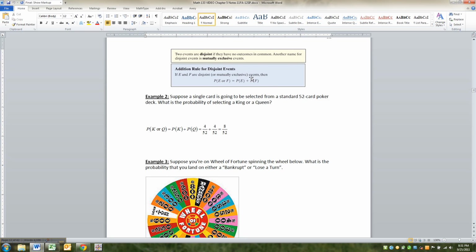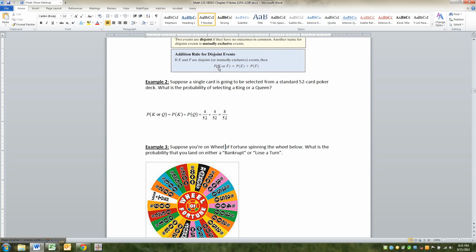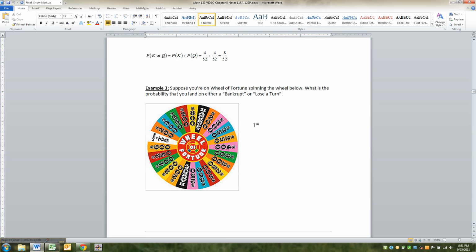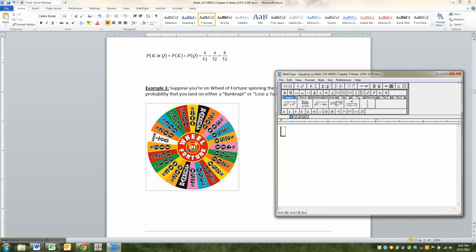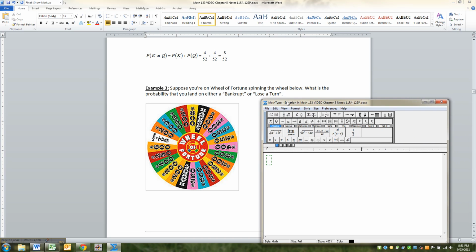So we have just learned the addition rule for disjoint events, namely the probability of E or F is equal to the probability of E plus the probability of F, but only if E and F are disjoint, i.e. they have nothing in common. So when you look at the Wheel of Fortune wheel, as I have a lovely drawing of here, it asks you what's the probability of landing on either a bankrupt or a lose a turn. Well, if you ever watch Wheel of Fortune, you know that you can't do both, right? So you're either going to be bankrupt or you're going to lose a turn.